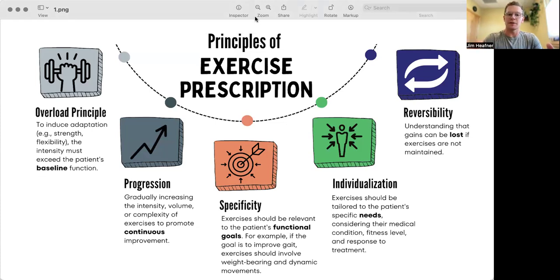In this video, I'm going to talk about some of the principles of exercise prescription. And those main principles are the overload principle, progression, specificity, individualization, and then reversibility.